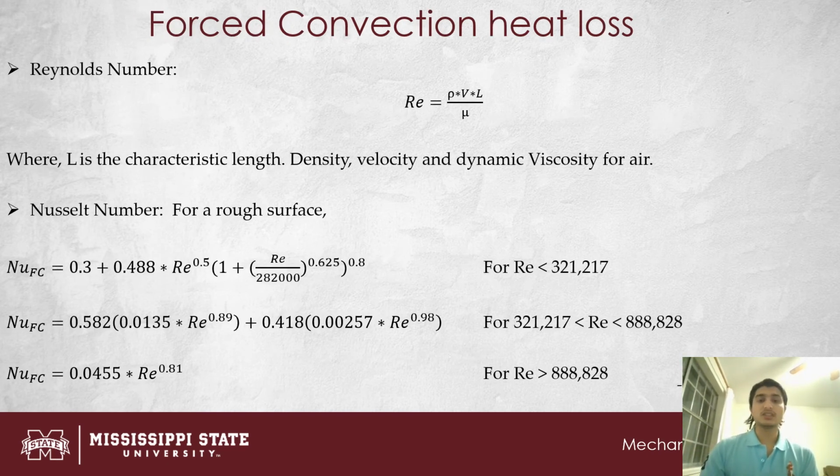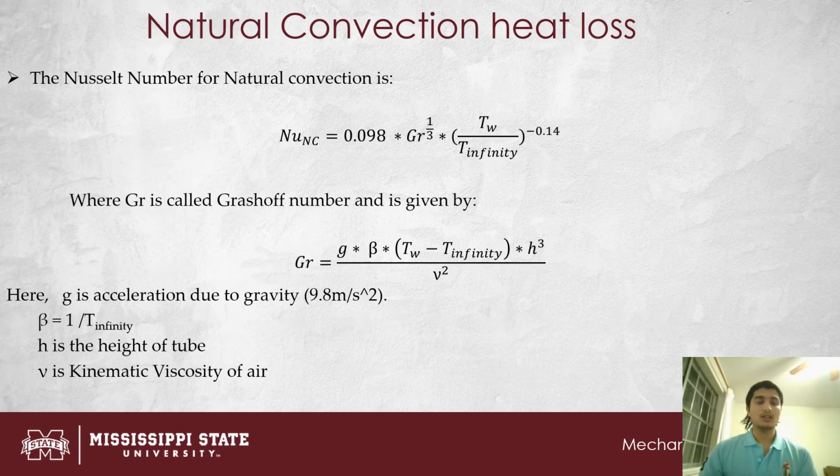First, the Reynolds number can be calculated by this formula. Then we can calculate the Nusselt number for a rough surface by this formula according to the Reynolds number. For natural convection heat loss, we can calculate the Nusselt number by this formula over here, and here Gr is the Grashof number. The Grashof number can be calculated by this formula over here.